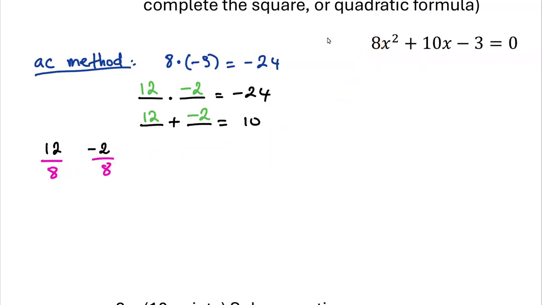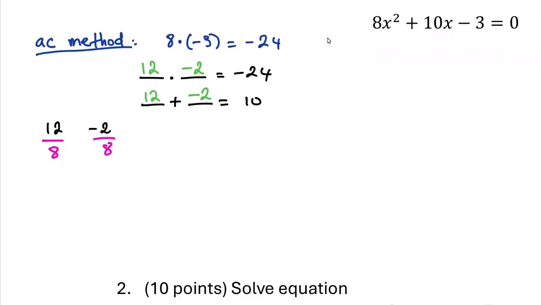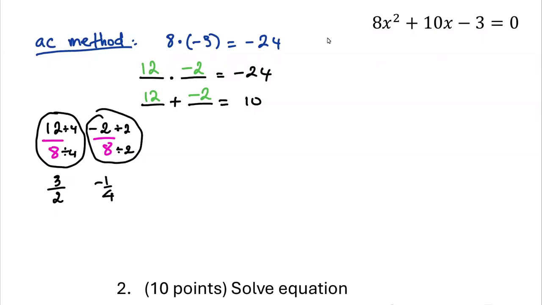Okay, so let's simplify that. 12 over 8, I can simplify by 4, right? So if I divide it by 4, I'm getting 3 over 2. Am I right? And for the -2 over 8, I can simplify that by 2. So I'm getting -1 over 4. Okay, so my two new numbers, they are 3 over 2 and -1 over 4.